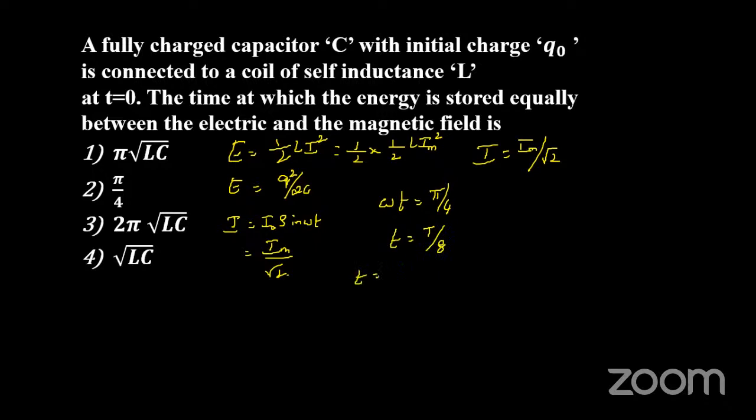So therefore t equal to 1/8 into, look, t equal to 1/f, which is 1/2 pi root LC is f. This becomes 1 by 1/2 pi root LC. Therefore it will be 1/8 into 2 pi root LC. So I have the answer pi by 4, while root LC is missing, pi by 4 root LC.